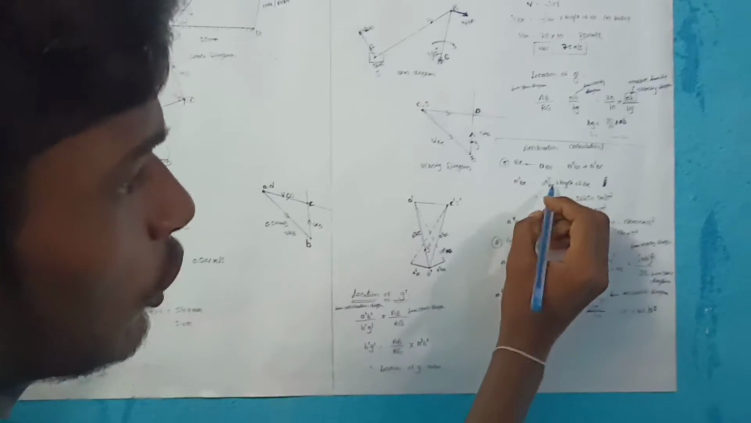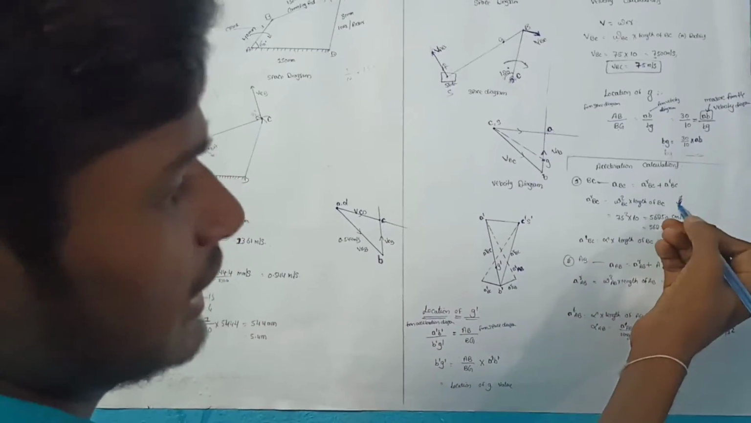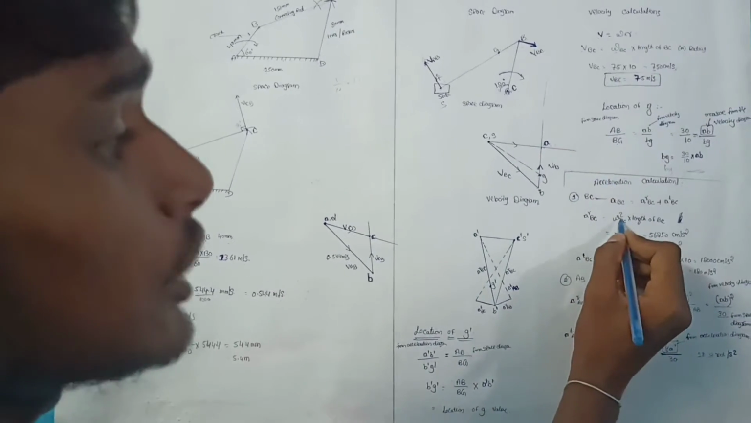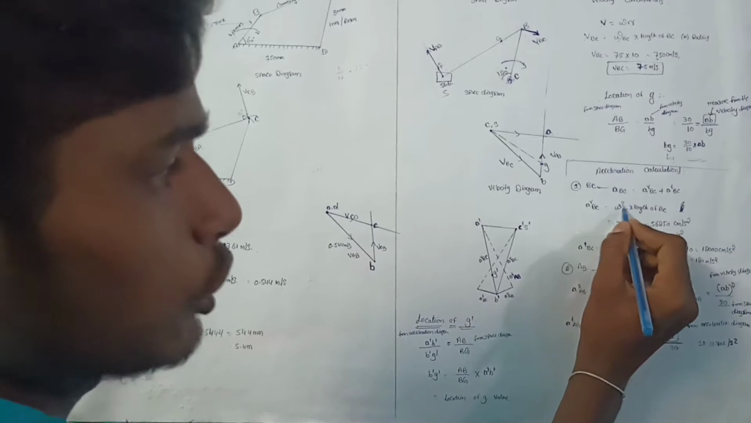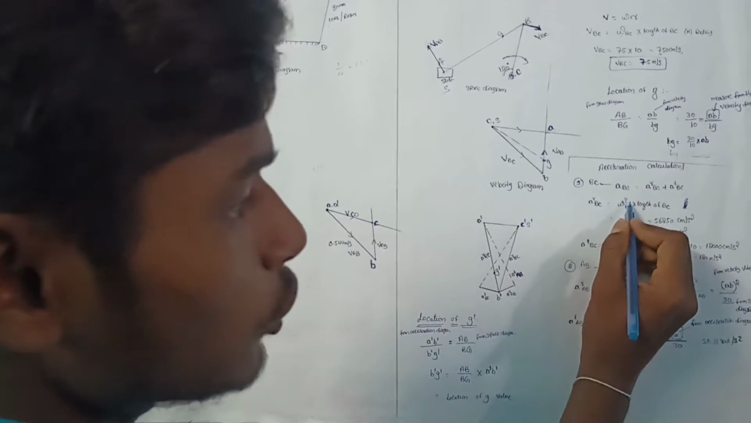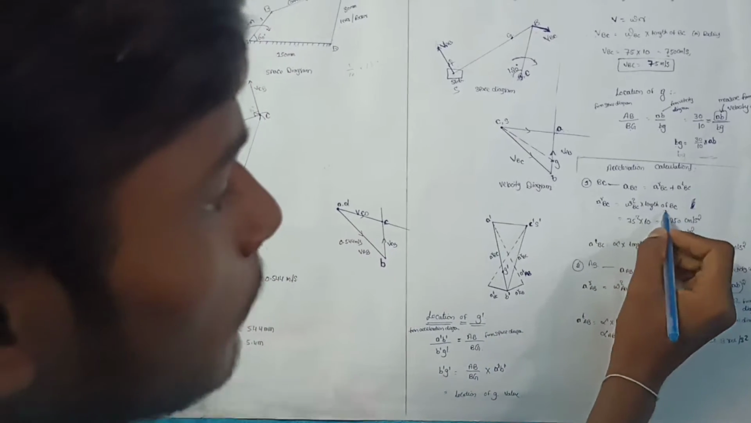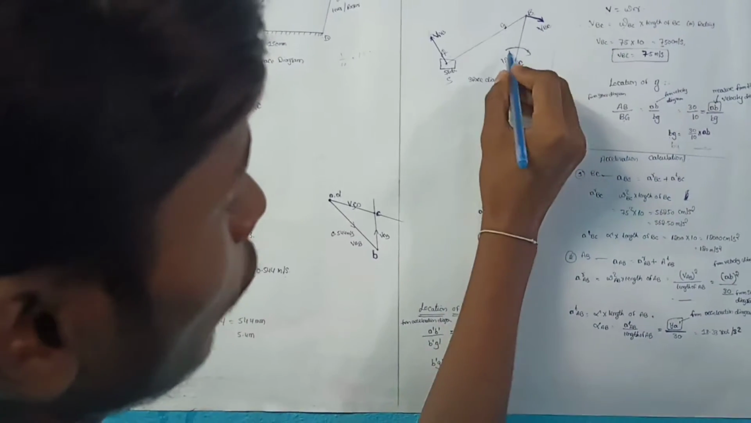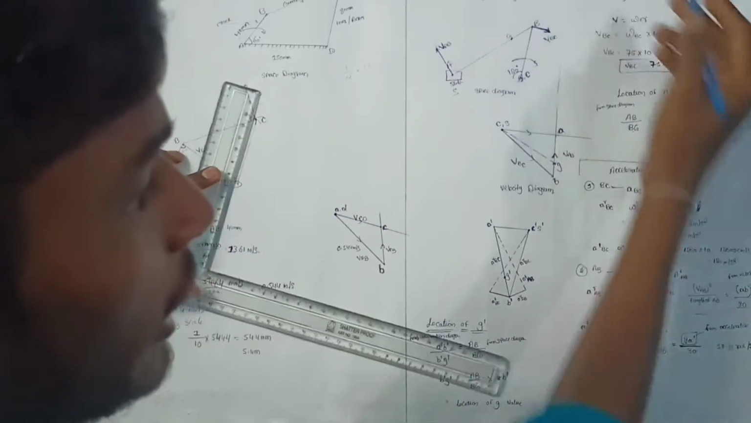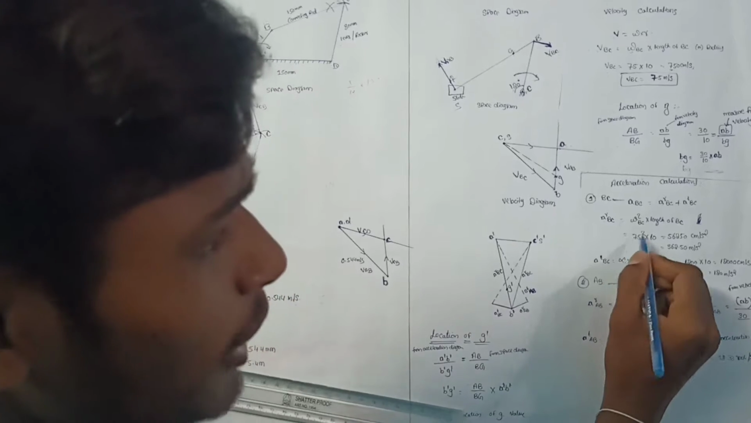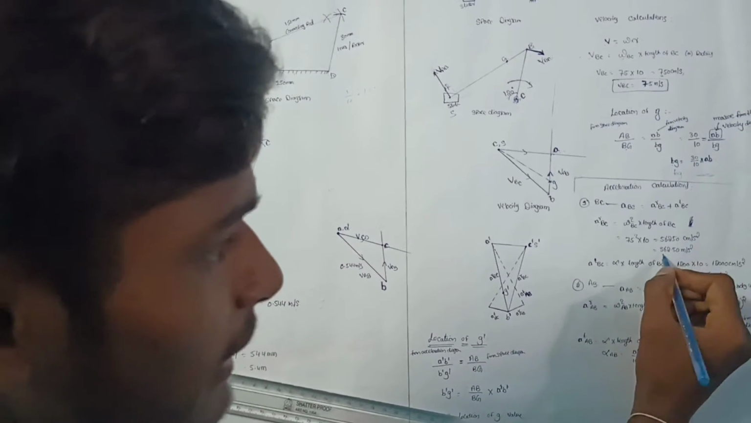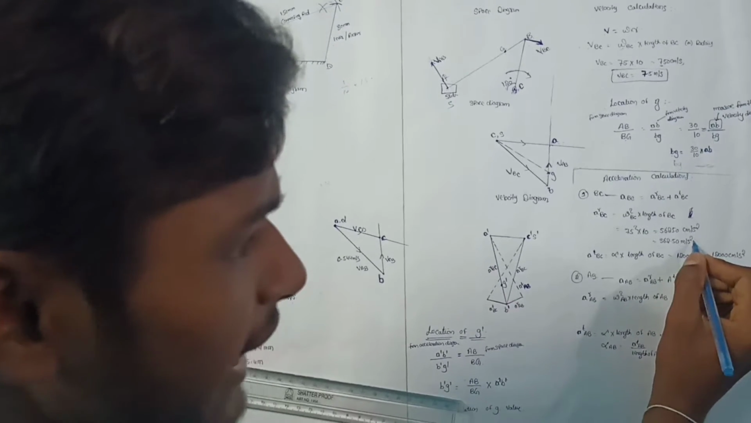Next, AR BC is equal to omega squared into the length of BC. Already we know V is equal to omega into R; here we are only adding the square. So omega squared BC into the length of BC. Omega is the angular velocity, which is given in the question as 75 radians per second. So that is 75 squared into 10. Then we get this value. We divide by 1000, so that it is in meters per second squared.